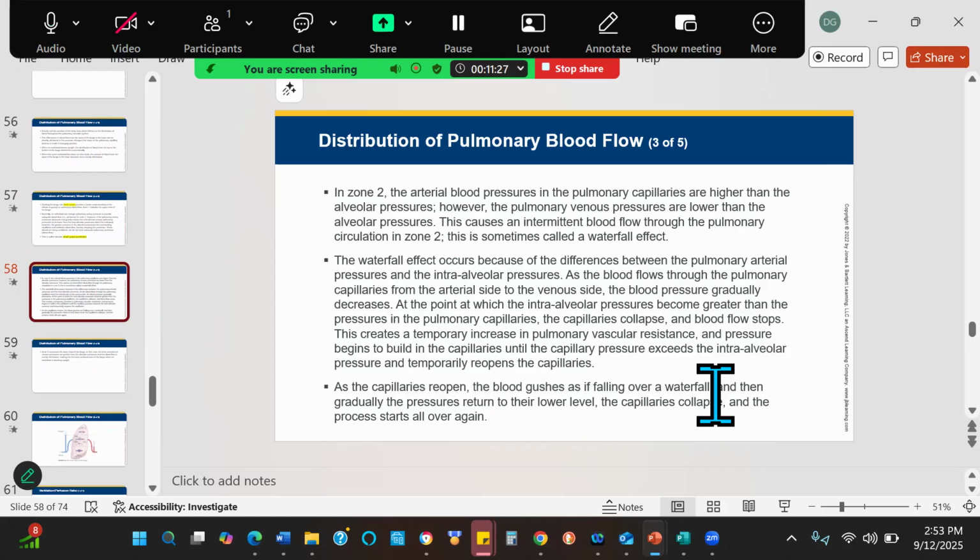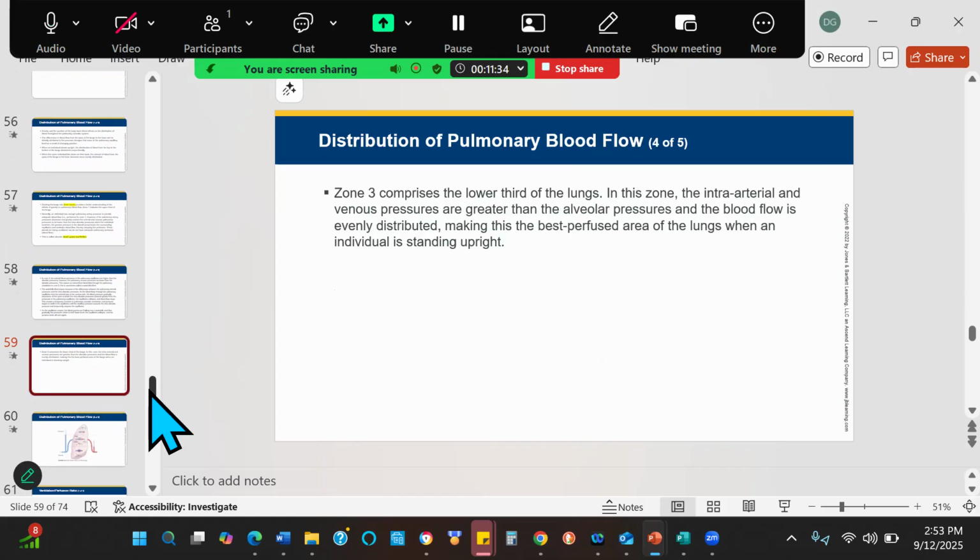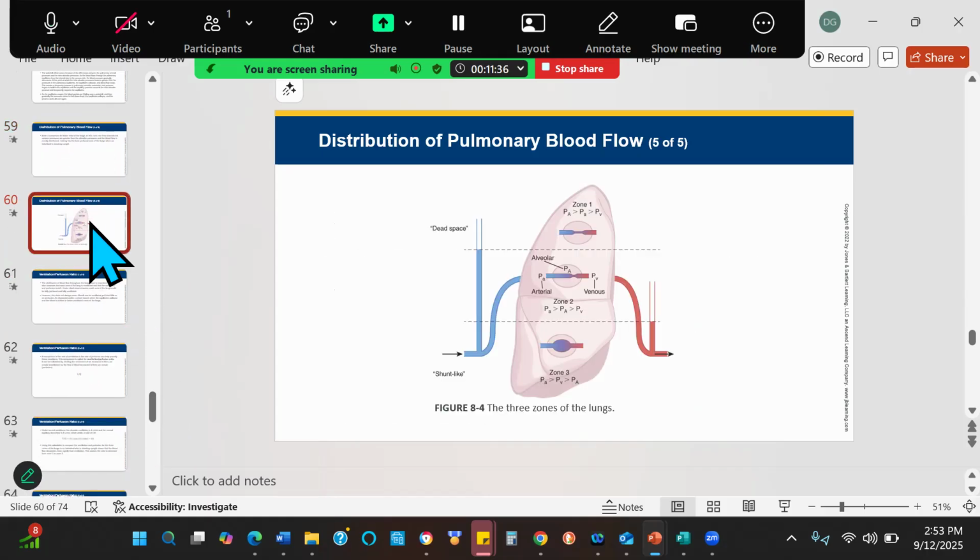This is the three lung zones, which is more than you need to know right now. But I think it is useful for you to know that there are three lung zones. And there's a picture of them and how the pressures are different at the different lung zones. You'll learn more about that.